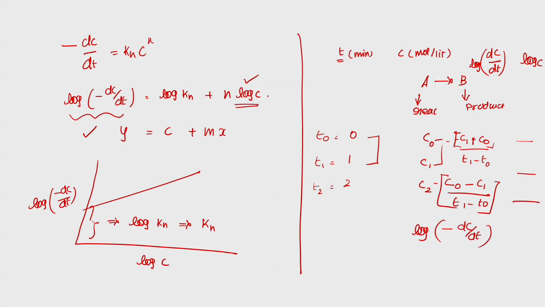Why are we doing this? I don't know a priori what is my order of reaction. So this is the intercept, and the slope is nothing but n, which is the order of reaction. So we are now familiar with how to calculate the order of reaction and how to calculate the rate constant at a particular order. This is the principle behind determining Kn and n.